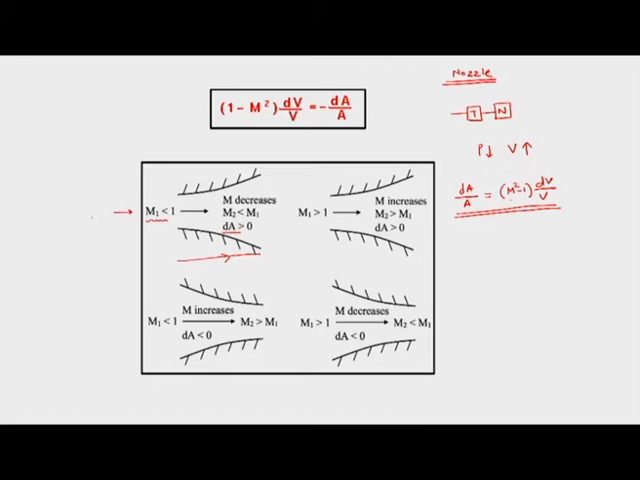So, this is a subsonic diffuser. But if we have Mach number more than 1 in this diverging section, then what would happen? Mach number is more than 1, the section is diverging, so dA by A is positive, and this side has to be positive, so velocity will increase. So, this acts as a nozzle, which is a supersonic nozzle.